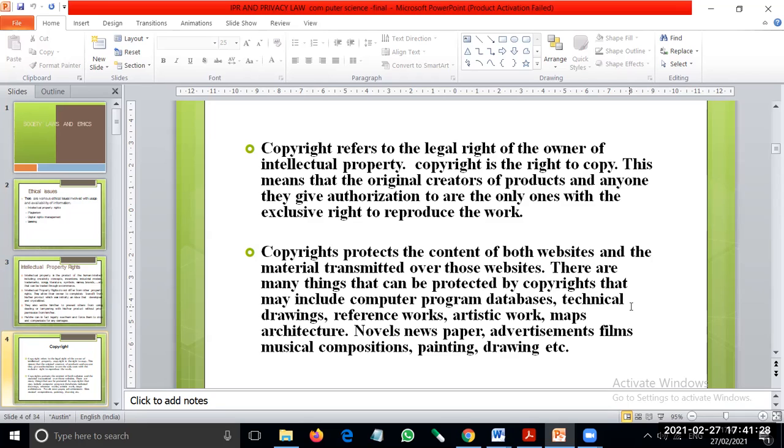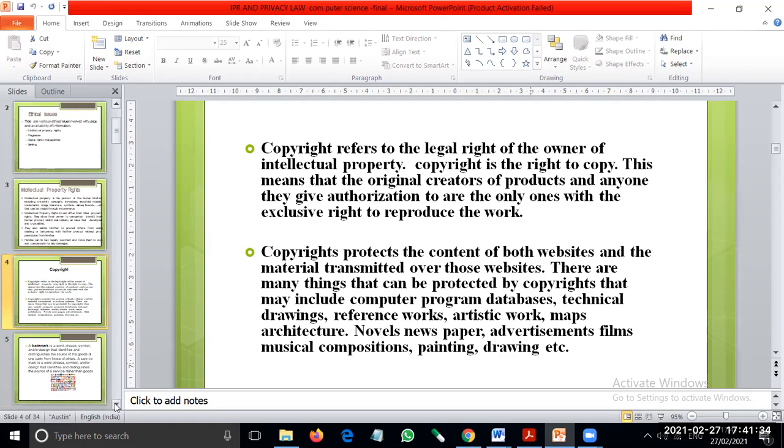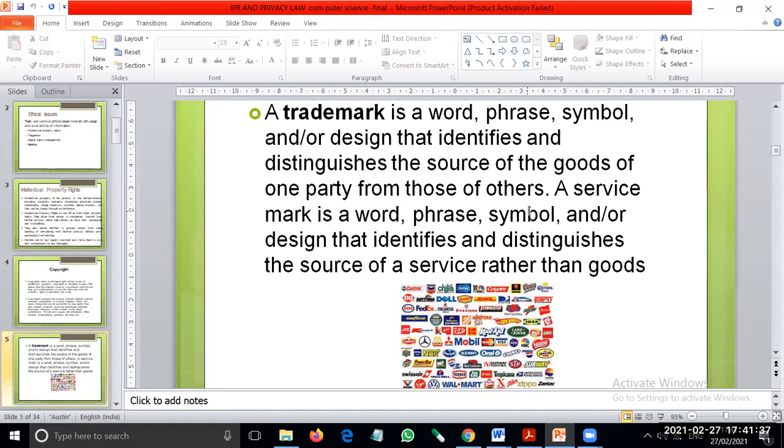Next, trademark is also important for IPR. These are the things which you can maintain. Trademarks basically protect a valuable symbol and phrase that distinguish a business and increase loyalty. Trademark generally refers to a brand or logo. At the bottom, you can see there are different logos.